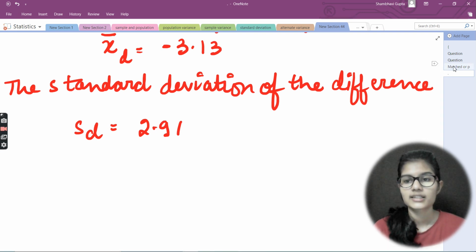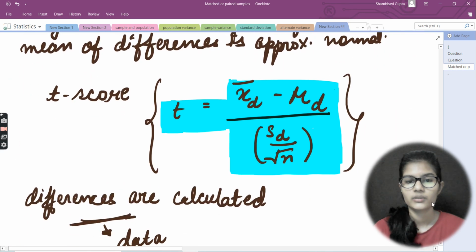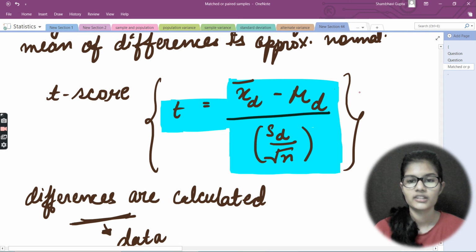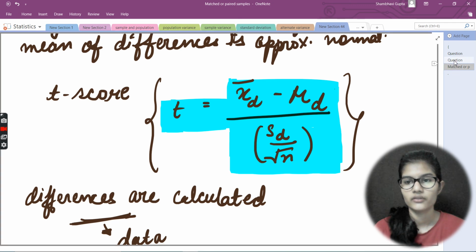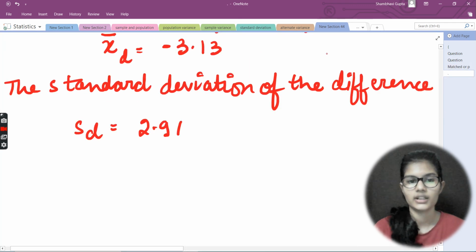In the last video we had discussed the question, so that was x bar d minus mu d upon SD upon under root of n. So these are all the values I had just found out for today's question.